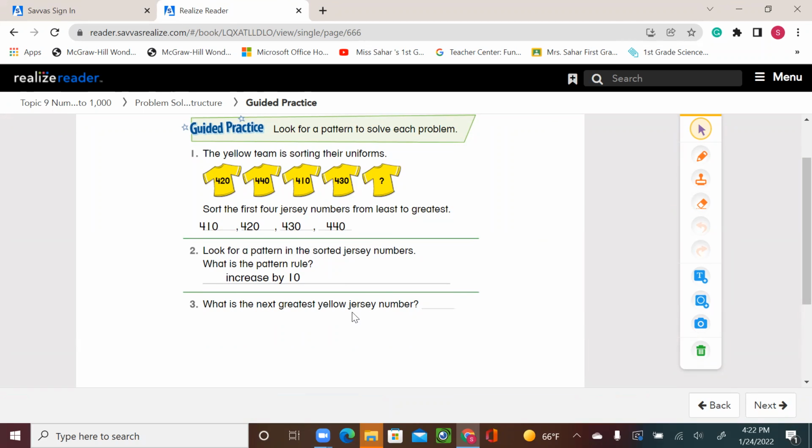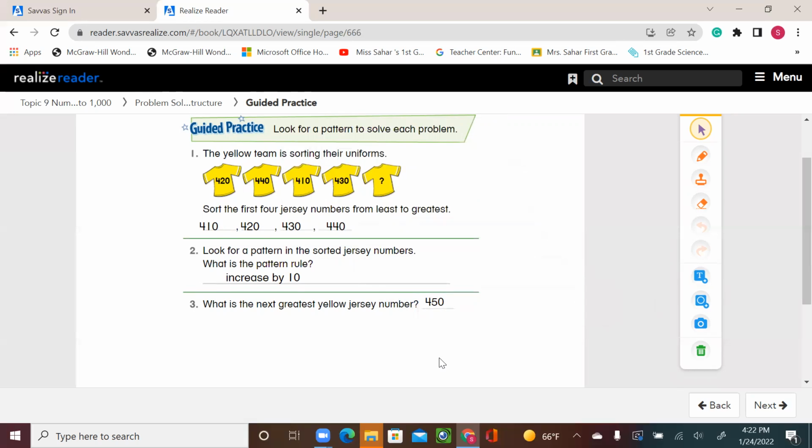What is the next greatest yellow jersey number? We said it. I know that I need to add 10 to 440, which is 450. Exactly. So let's write 450, and that will be the missing number for that question mark on that shirt. So 450.